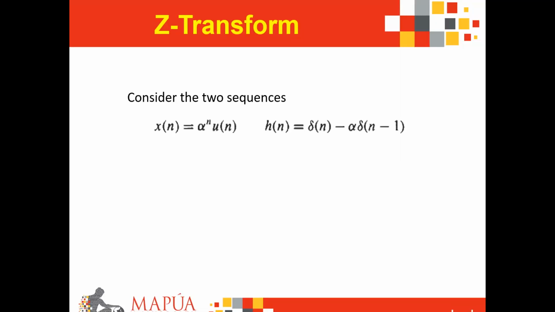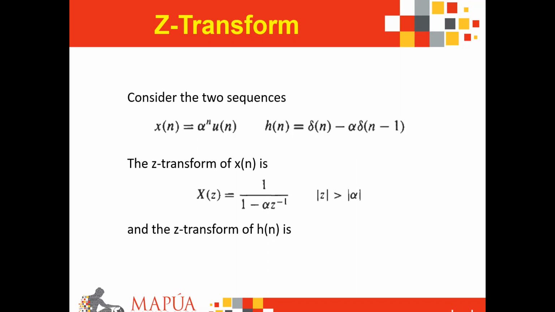Let's say I have two sequences. Here, I have x of n and I have an impulse response like this. So the transform of x of n is like this, because this was taken from the table. We already know that. Okay, how about h of n? The transform of your h of n is this.